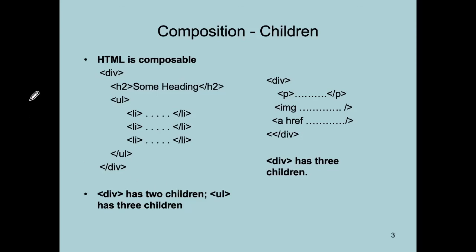Also, in the language of composition, and the language of HTML, we talk about children. So I would say that the H2 and the UL elements or tags are children of the div tag. Over here, the paragraph and the image and the anchor tag, they are children of the div tag. Similarly, the LI elements here are children of the UL element. So that notion of composition and children, those two terms are important in the context of HTML, and they're also relevant in the context of React.